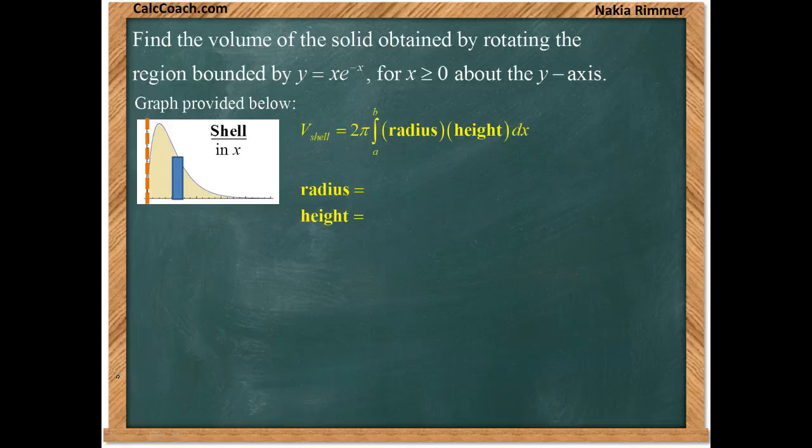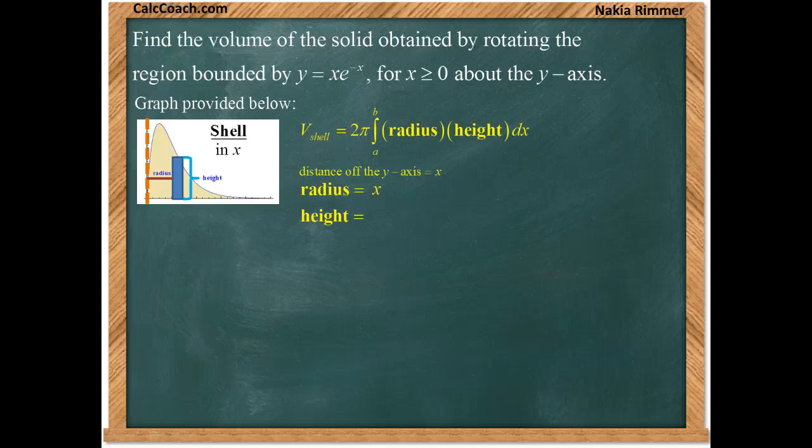And so the way you get the radius is by attaching the axis to that typical rectangle. That distance there is the radius. It happens to also be, in this particular problem, the distance off the y-axis. And so we know that's x. And so therefore the radius is x.